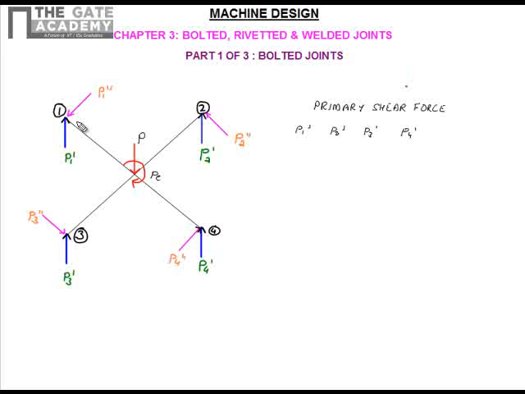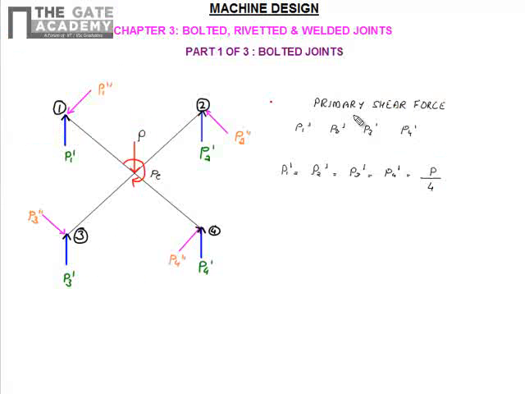And since all the bolts are equidistant from the center and it is symmetric about the centroid, we can say that P1 dash equals P2 dash equals P3 dash equals P4 dash equals P by 4, because there are 4 bolts. So thus we can solve for the primary shear force. This will be the third step: to find the primary shear force.